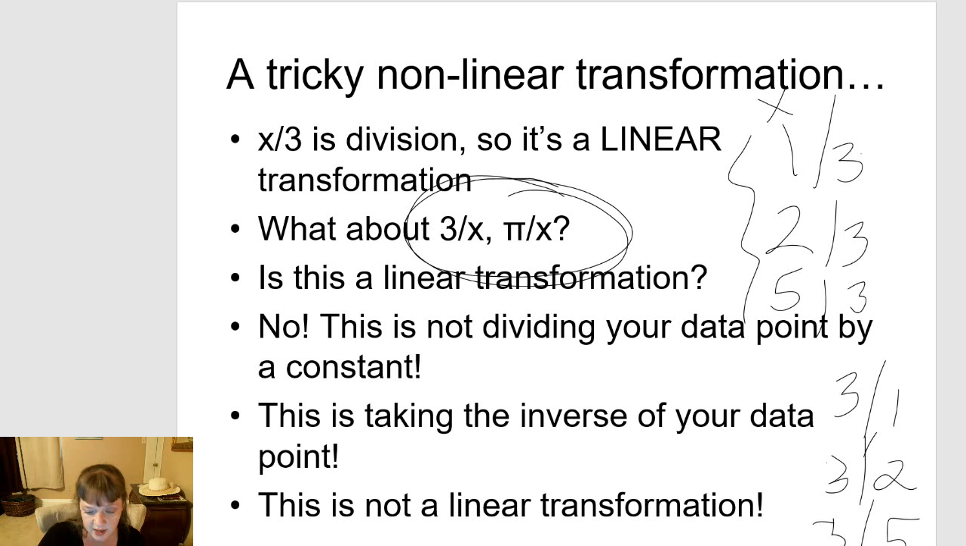what you're doing is shoving your original data into the bottom part of the fraction, which is called the inverse operation and is not division. It's not. That is the inverse operation. To take 2 and turn it into 1/2. To take 3 and turn it into 1/3. To take 5 and turn it into 1/5. To take 100 and turn it into 1/100. That is the inverse operation, and it is not linear. So just keep that in mind.